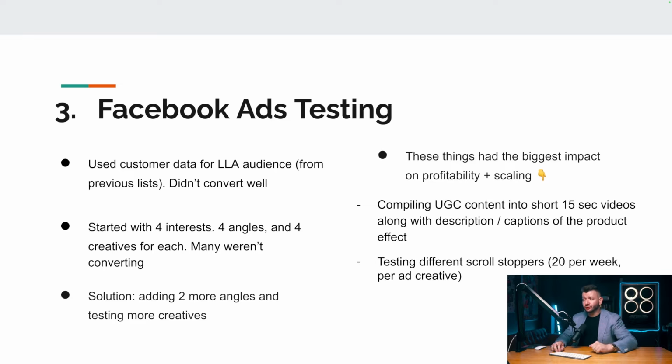We would test 20 scroll stoppers per week per ad creative. So let's say you have a brand new video, you would test different scroll stoppers, different hooks for those videos. So instead of 1 variation of content, now you have 20 variations of content. So now you have a lot higher chance of some of those working out. And instead of 1 winning ad, you might have 2, 3, 5 winning ads. Also, we're testing different creative bodies like testimonials, UGC, tutorials, product education, stuff like that.